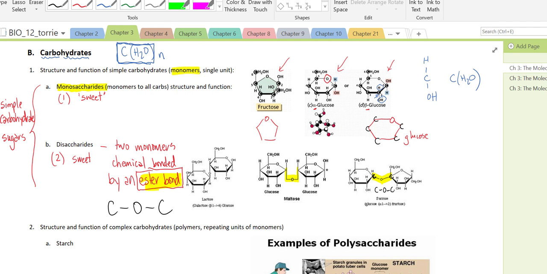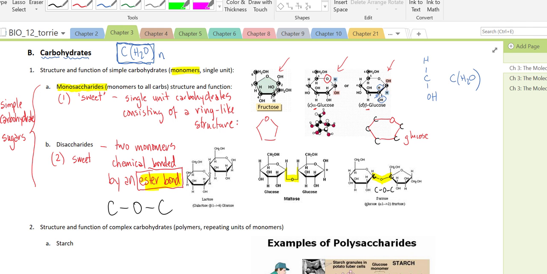All right. And if you want a definition for the monosaccharides, well, they are just single unit carbohydrates, consisting of a ring-like structure. All right. So those are our simple carbohydrates and our group of monosaccharides and disaccharides.